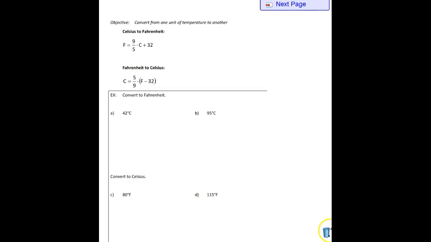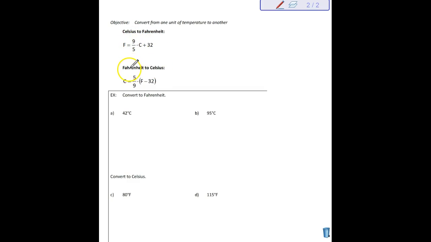Now we're going to take a look at how we can convert between Celsius and Fahrenheit with temperature. There are two different formulas, so you always have to look at what you start with and what you want to go to. If you want to start with Celsius and convert to Fahrenheit, you use this formula: Fahrenheit equals 9/5 times your Celsius plus 32. Remember, order of operations tells us that we will multiply first and then add the 32.